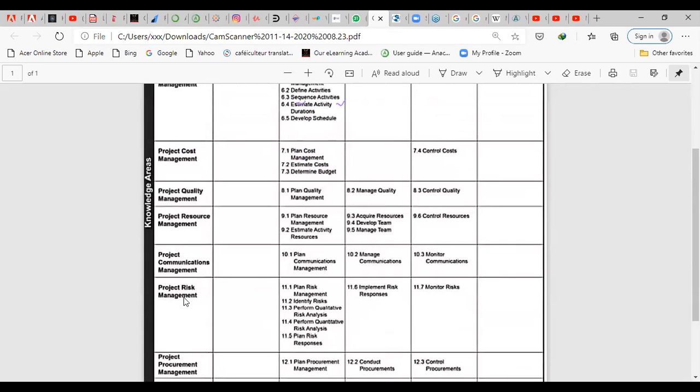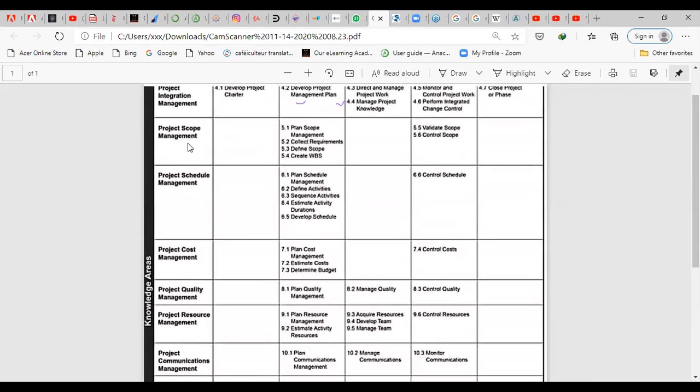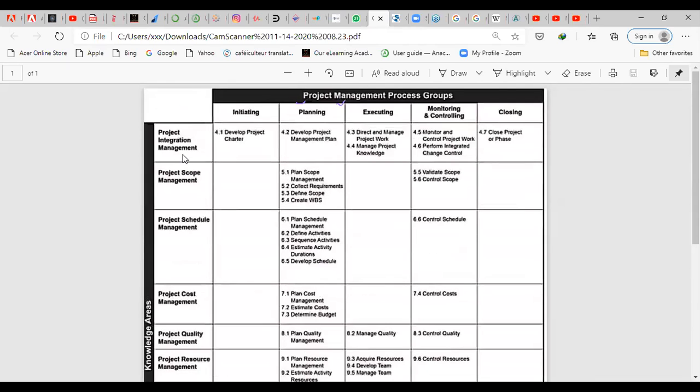Now, under each knowledge area, if you want to perform, let's say, integration management, what will you do? The processes there: you will fill up the project charter. You're developing the project charter. When is the project charter developed? It is developed at the initiating phase, so you see that it falls under the initiating phase.